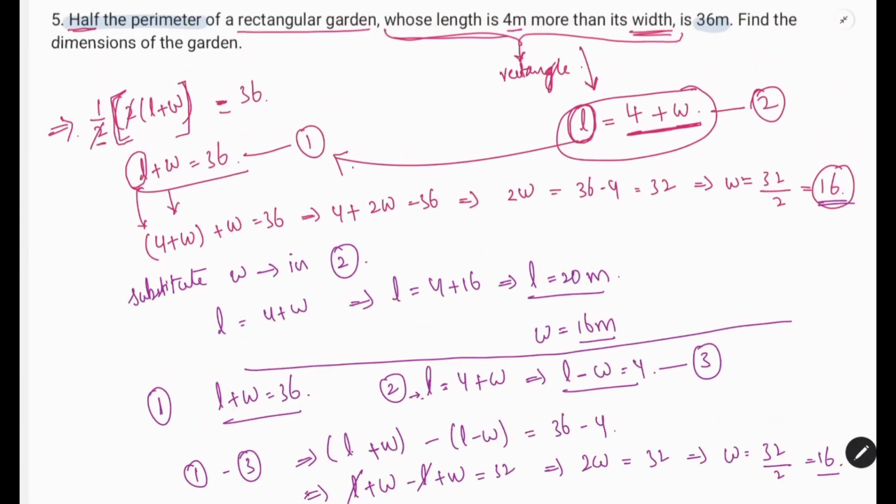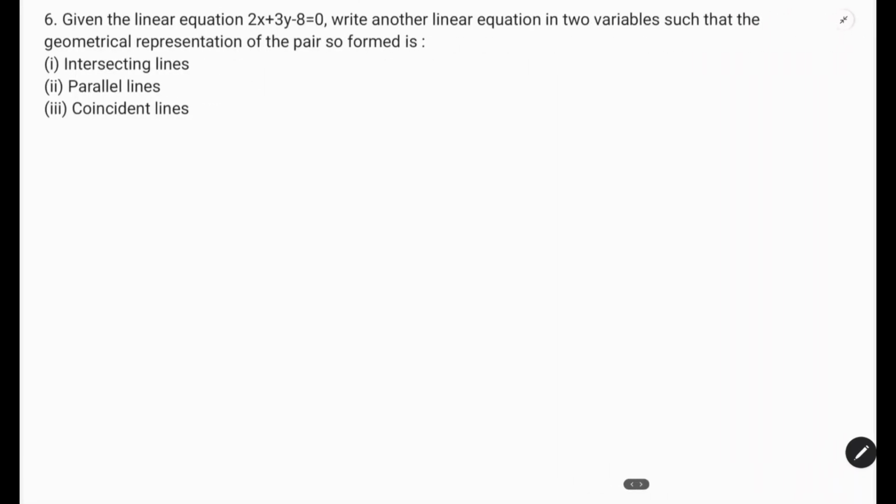This is another method. We will do the next one. Given the linear equation, we have got this one equation. Write another linear equation in two variables such that the geometrical representation of the pair so formed is intersecting lines, parallel lines and coincident lines.